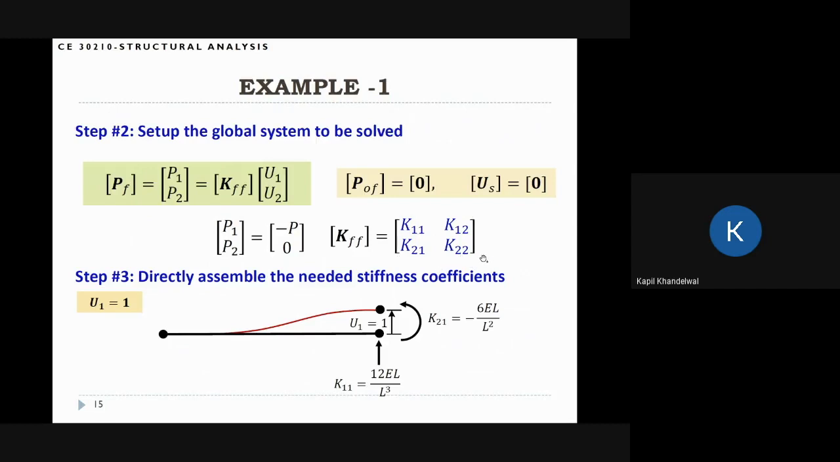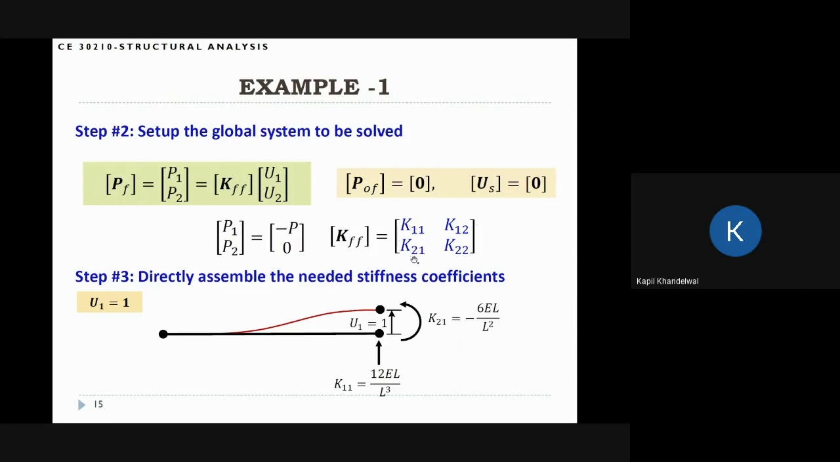And if you think carefully, to find the first column, we have to take the first degree of freedom, move it by 1 unit, and calculate the forces. And to find the second column, we have to take the second degree of freedom, move it by 1 unit, and calculate the corresponding forces. So we are just going to use this idea to build the stiffness coefficients directly, without going into the element stiffness matrices. So let's start one by one.